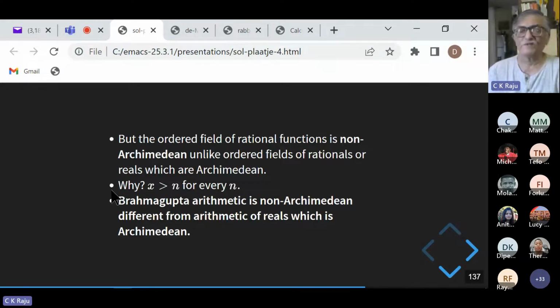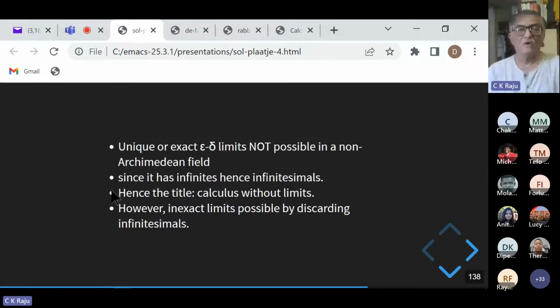See, when you say a polynomial is positive, let us say x minus 3. Now, x minus 3 will be sometimes positive, sometimes negative, depending on the value of x. So you say it is positive because it is positive for large values of x. So x minus n is positive because x minus n is positive for large values of x, no matter what n you choose. So in an Archimedean field, like the field of integers, you should be able to make any number less than n. You cannot do that in polynomials. Therefore, it's a non-Archimedean field, which is different from the arithmetic of reals, which is the largest Archimedean ordered field, by the way. So if you have a non-Archimedean field, you can't have epsilon-delta limits.